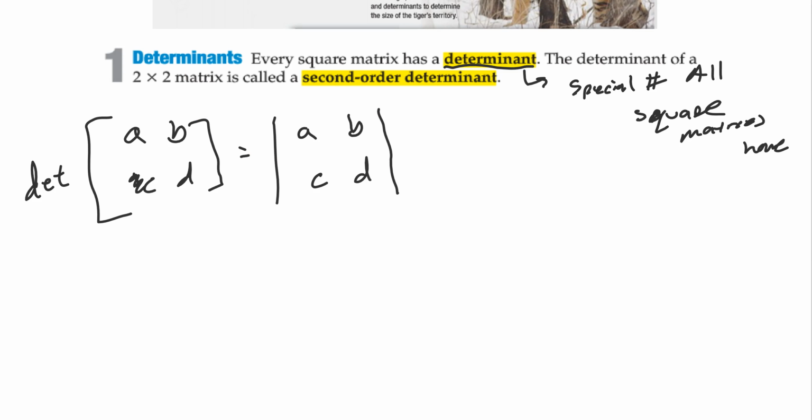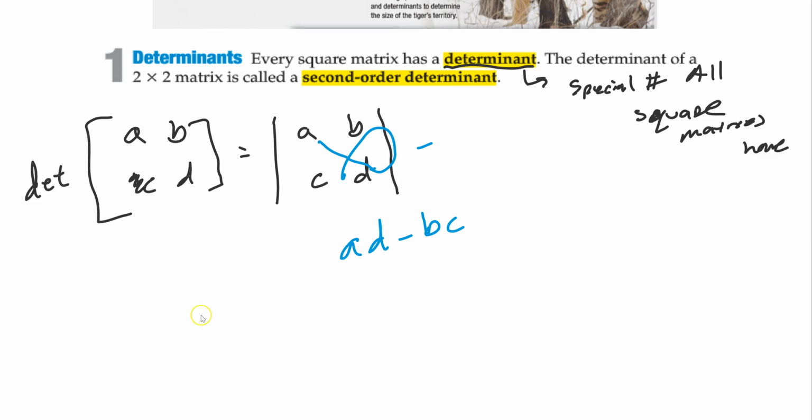Well, for a 2 by 2, all we do is downward diagonal minus upward diagonal. So we're going to do AD minus BC. And that's how I find the determinant of a 2 by 2. That's the shortcut way of finding it. There's actually a more proper way I might get into later. But if you want to find that special number that all square matrices have, you just do downward diagonal minus upward diagonal.